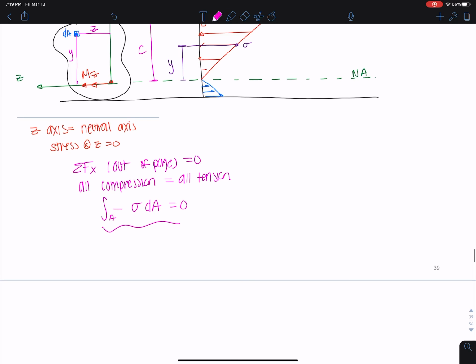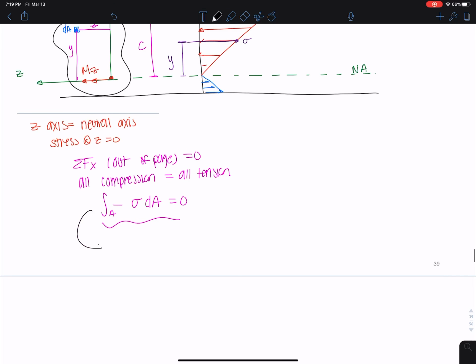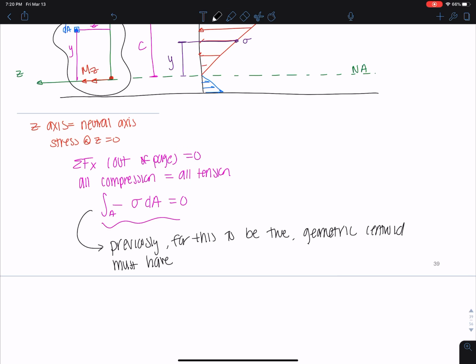And previously, for this to be true, so I'm going to write this out because this is super important. Previously, for this to be true, the geometric centroid must have passed through the NA. Okay?